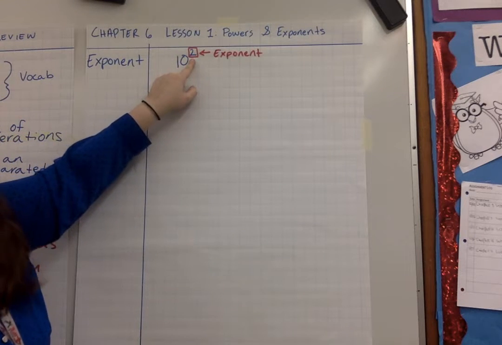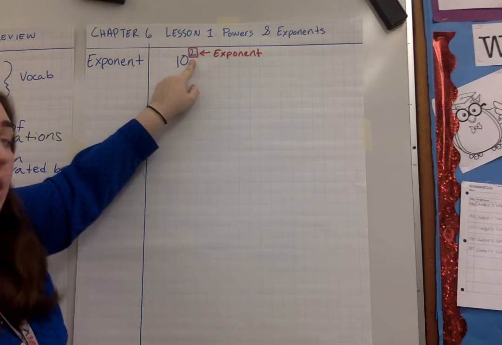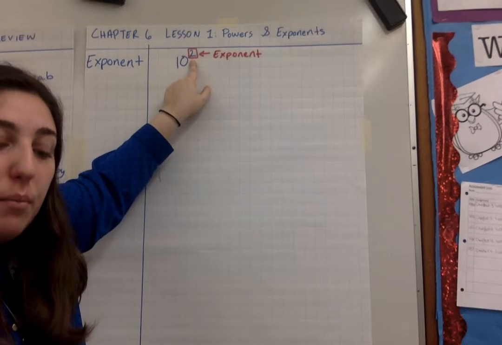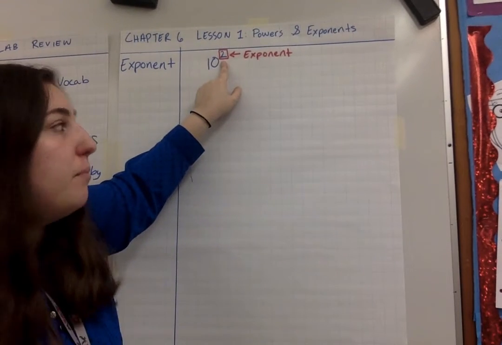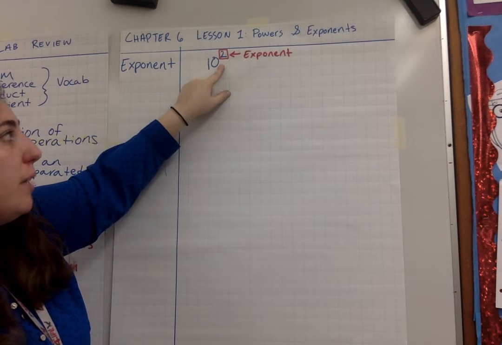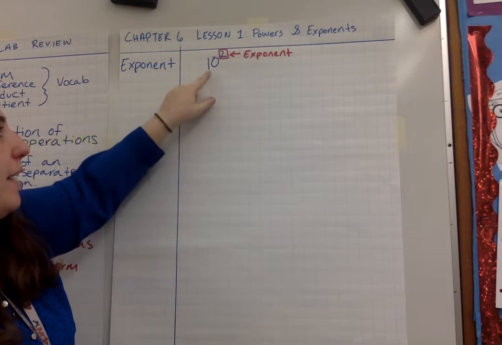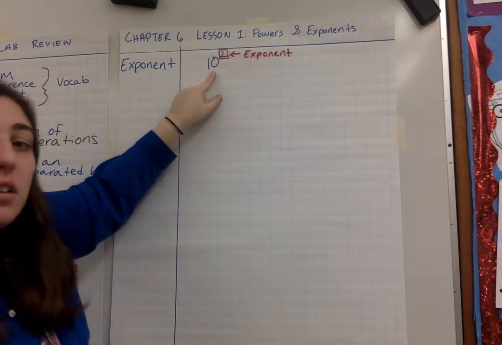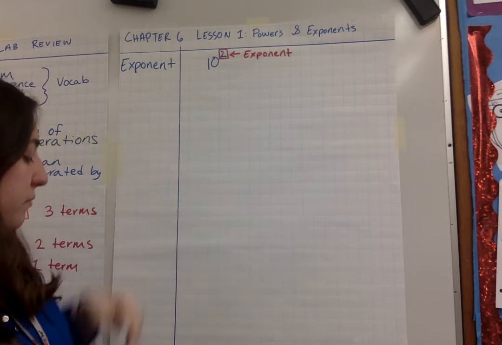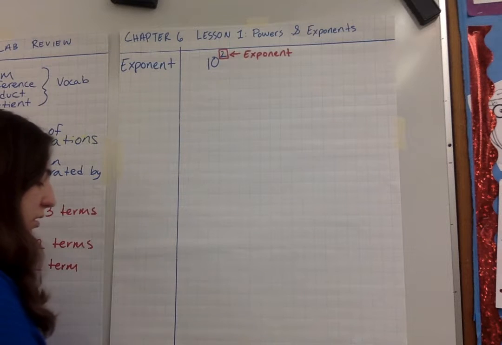And exponents could be any number. It just depends, and it depends on what I'm going to show you in a few minutes. So 10 to the second power, that's one way to say it. And this number, 10, is considered our base. It's our base number. So let's write that down too.